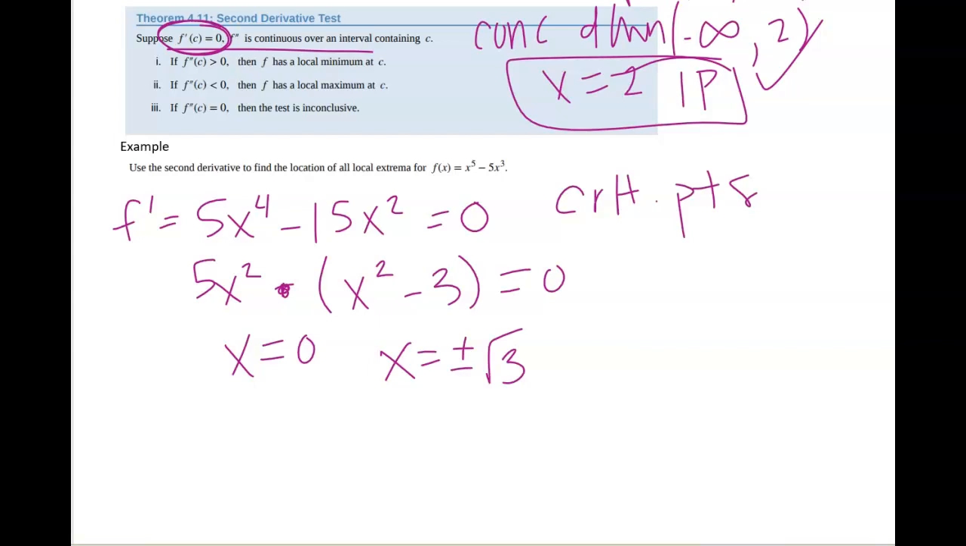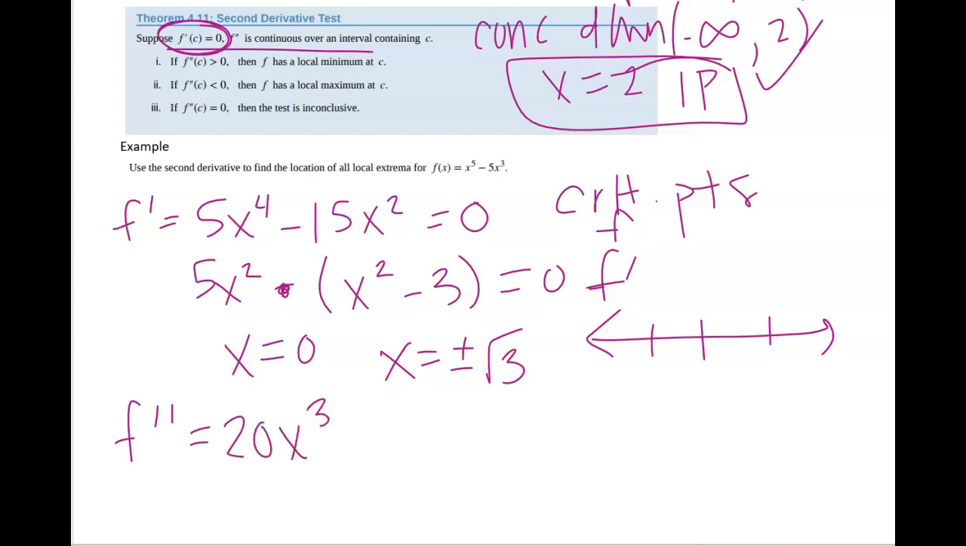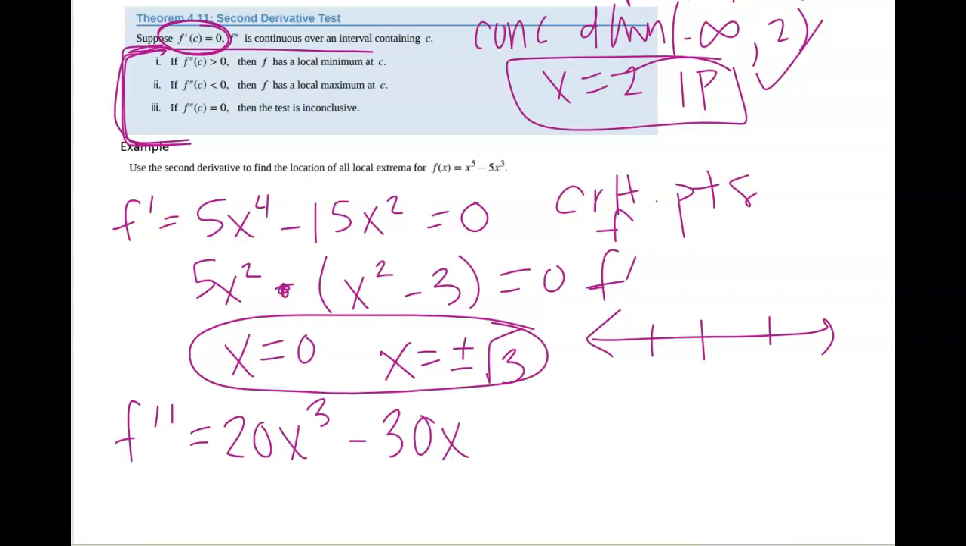I could put those on a number line and do first derivative test. Okay, that is possible for me to do, but let's go ahead and practice second derivative test here. So f double prime is 20x cubed minus 30x. And what I would like for us to look at is this box right here and then plugging in these values. Now, all I need to know is whether or not this is going to give me a positive result or a negative result. So let's go ahead and plug this in.